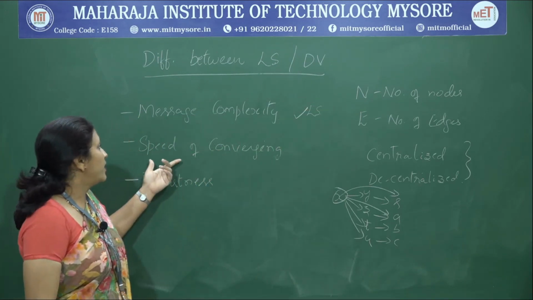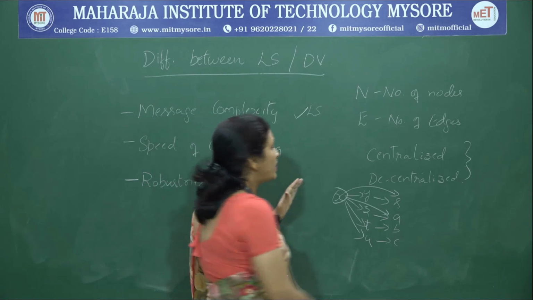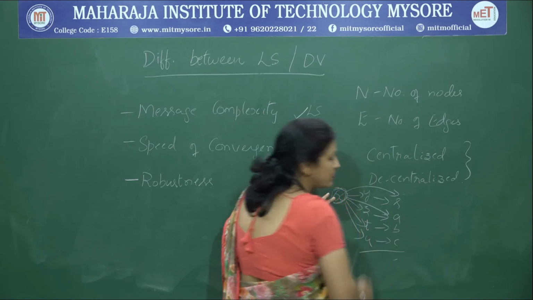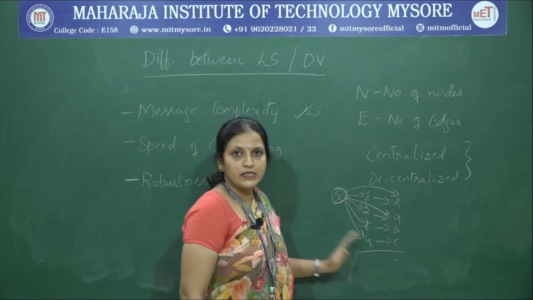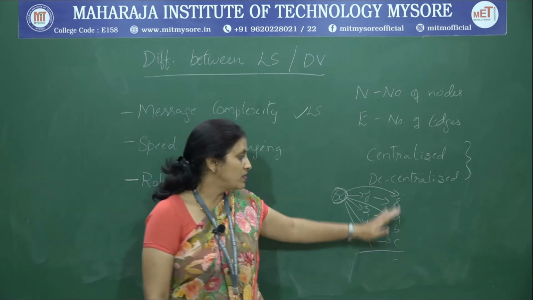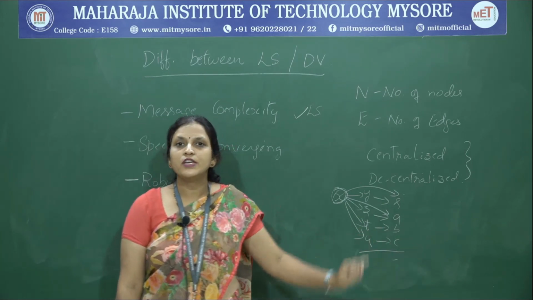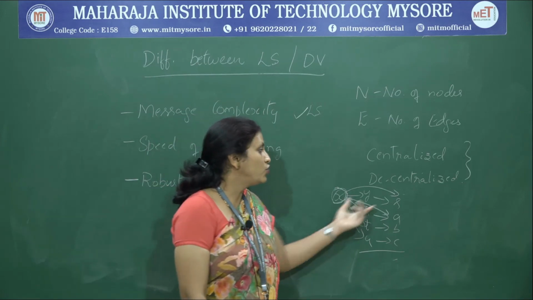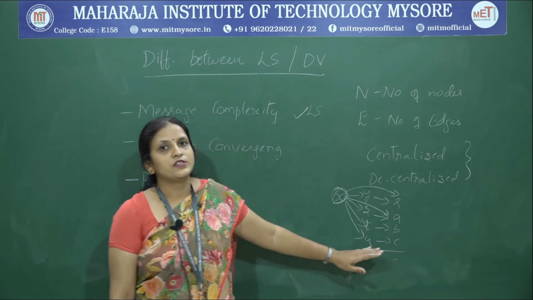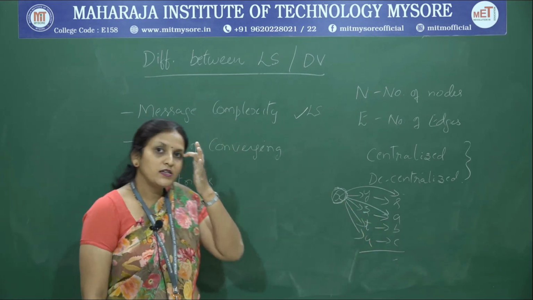Okay. Coming on to the second criteria, that is speed of converging. In link state algorithm, once we start finding the least cost path from one source to all other vertices, once we find the least cost, it remains unchanged until there is any change in the link cost. Due to some network issues or some other criteria, if there is any change in the cost between any two routers, then it is going to be recalculated, otherwise the algorithm is going to end easily. Whereas in case of distance vector, it is not like that.